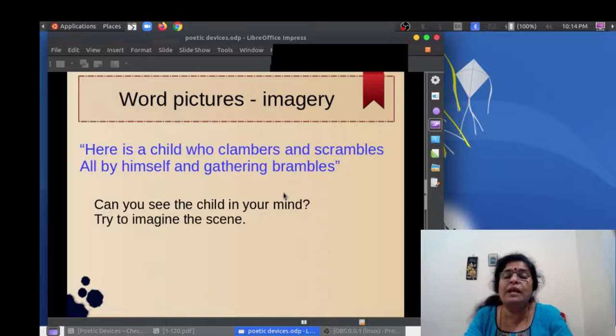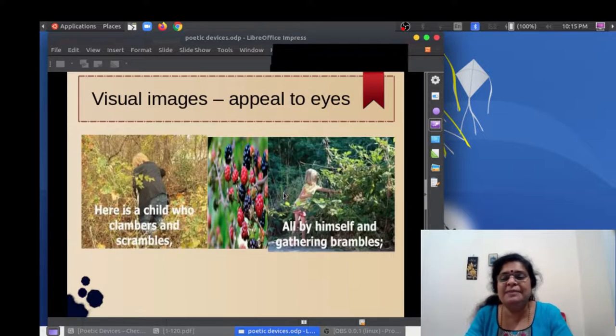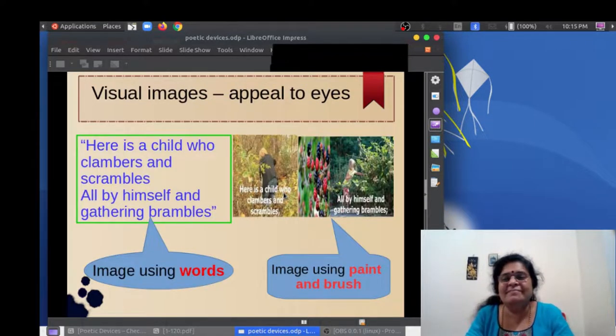Here is a child who clambers and scrambles all by himself and gathering brambles. And can you see the child in your mind? Just close your eyes and try to imagine that child. Child is clambering and scrambles and gathering brambles. A kutti ingane keri poi mulberry parikkunnathu. Can you imagine that scene? Listen. Here is a child who clambers and scrambles all by himself and gathering brambles.